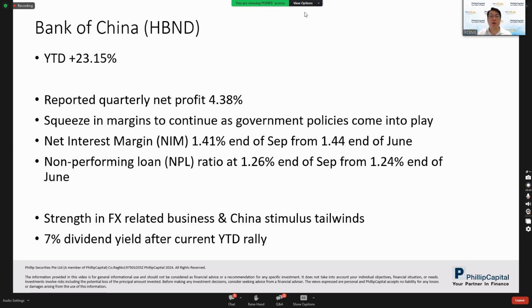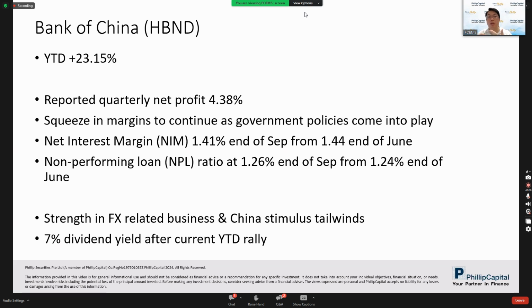So for Bank of China, we have HBND. This is the counter code for the SDR trading in SGX for the Bank of China. So Bank of China itself is up 23% year to date. All right. So the quarterly profit growth that they announced was around 4.38%.